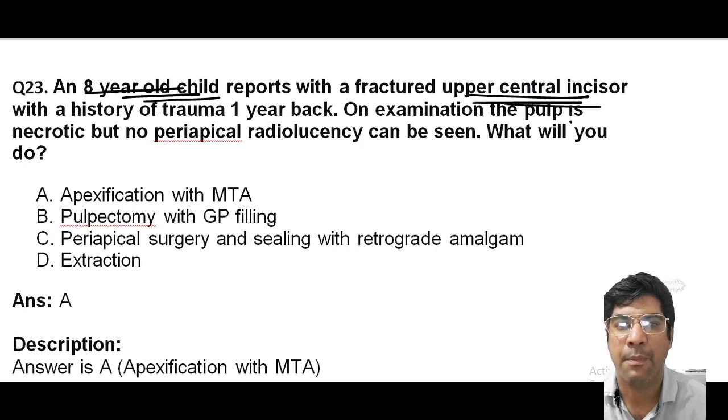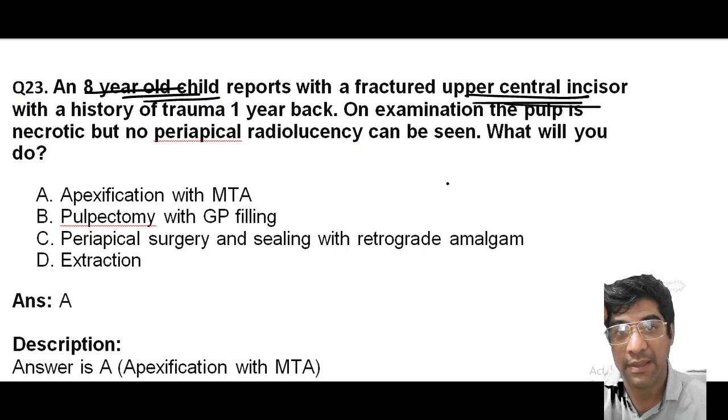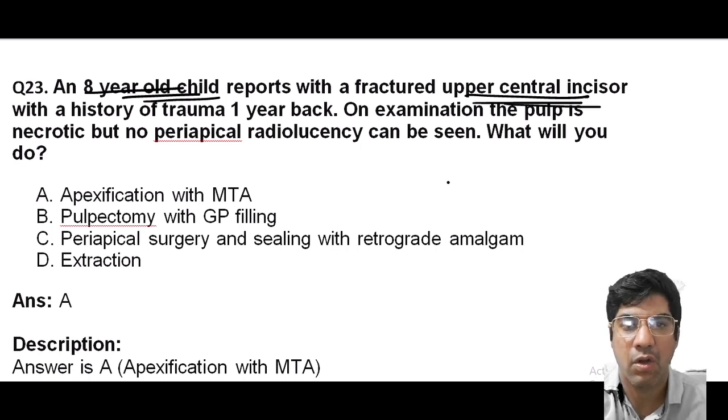MTA is a biocompatible material that is placed at the apex of the tooth root to create a barrier that would prevent further infection and encourage the formation of a hard tissue barrier. So MTA would promote continued root development and strengthen the tooth. That is most important in a growing child. Over time, the tooth root will continue to develop and the tooth will be more resilient.